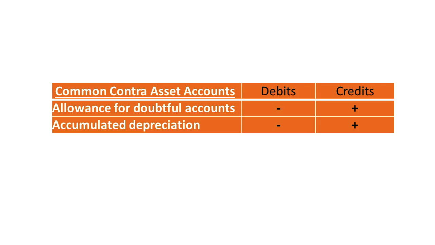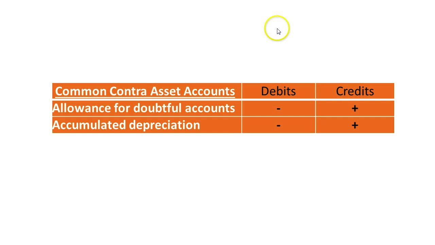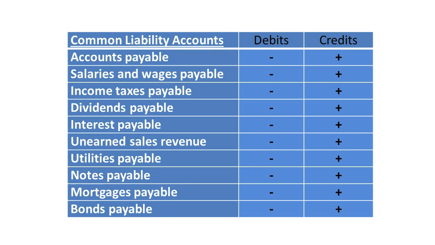These are common contra asset accounts, which I just introduced: allowance for doubtful accounts, accumulated depreciation. Since they are contra to assets, their rules are exactly opposite. Assets are increased with debits, contra assets are increased with credits. Next, common liability accounts. I've already introduced these in the course. You need to go back and review that, but just remember these are liabilities that are increased with credits.